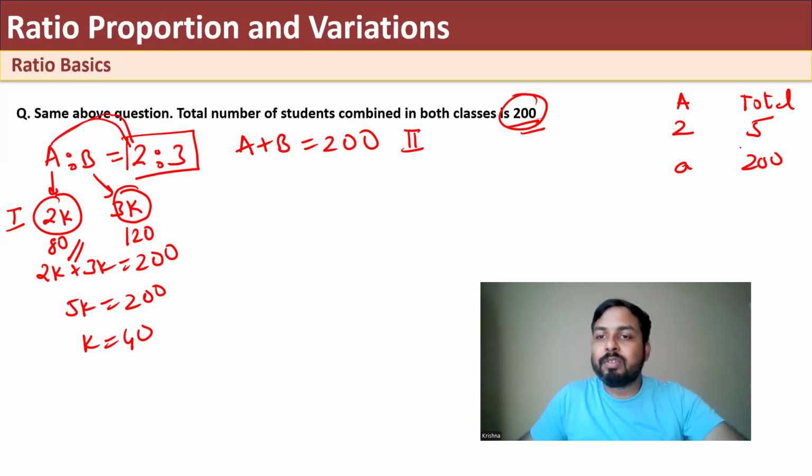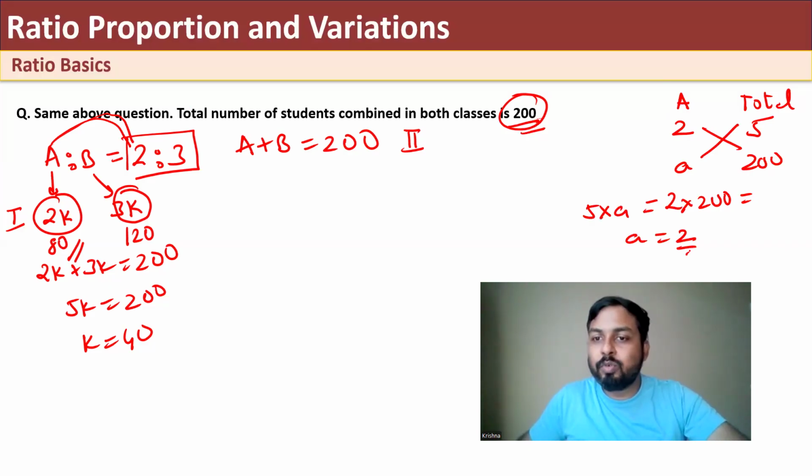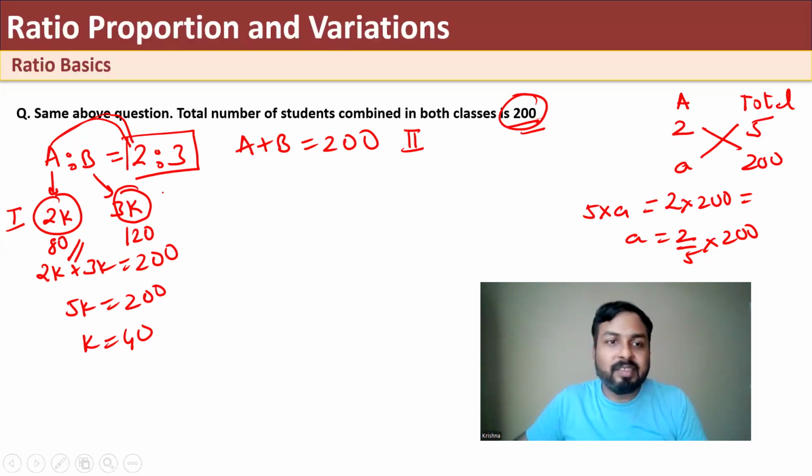So if the total value is 200, how much is the value of A? Cross multiply. So 2 into 200 is equal to 5 into A. So A is equal to how much? 2 by 5 into 200. Yes or no? I just cross multiplied. So A is equal to 2 by 5 into 200. Similarly, I can say that B is equal to 3 by 5 into 200.